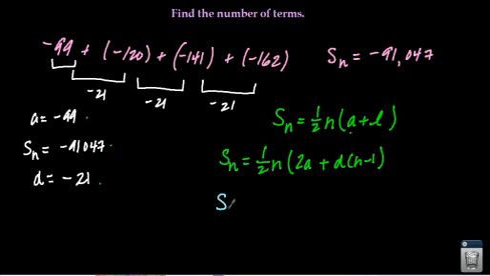Alright, so I'm going to find s sub n. Oh, I'm not going to find s sub n because I know s sub n. So I'm going to go ahead and put negative 91,047 in for s sub n.